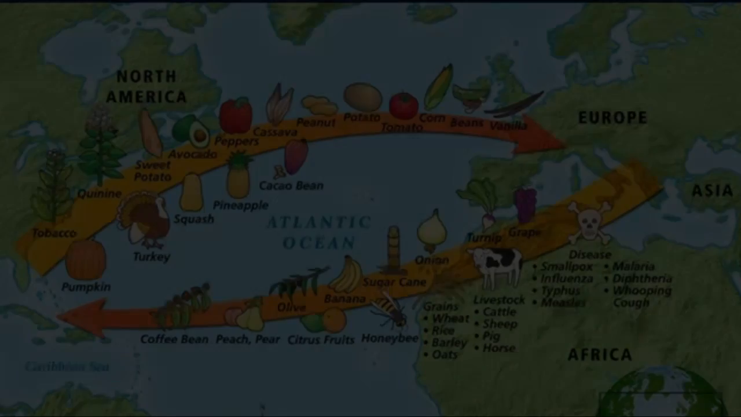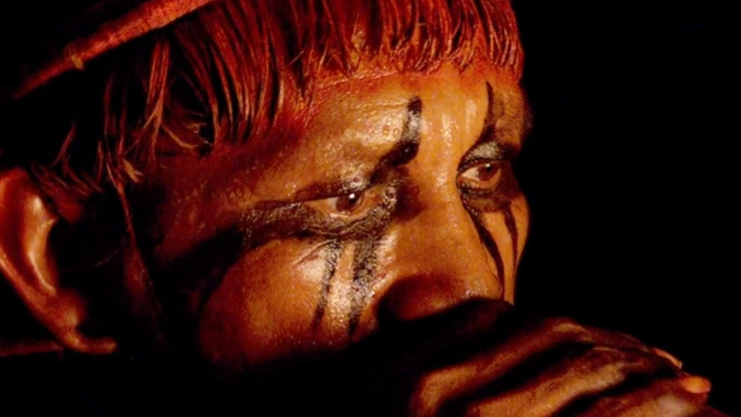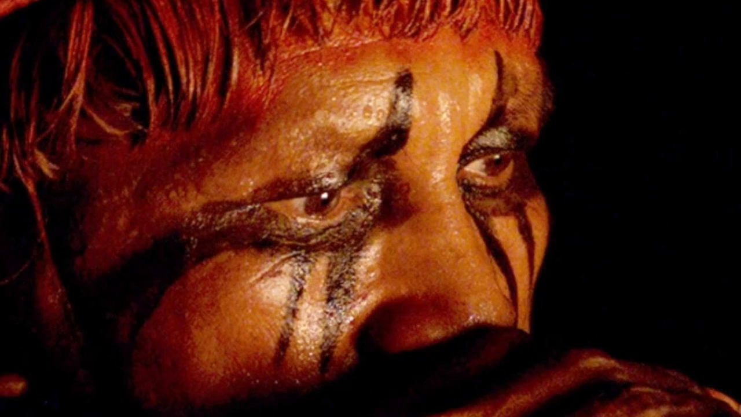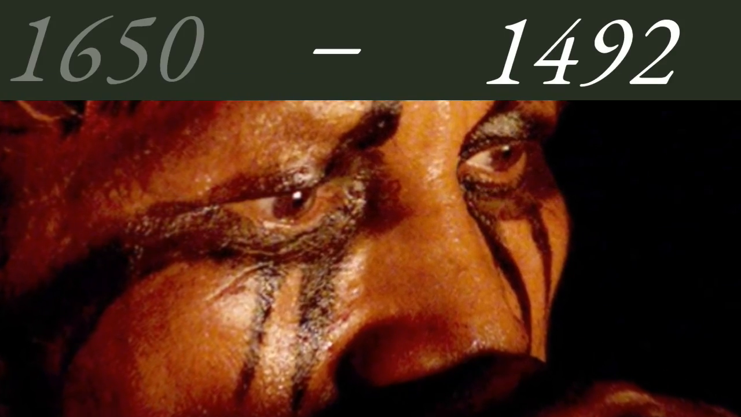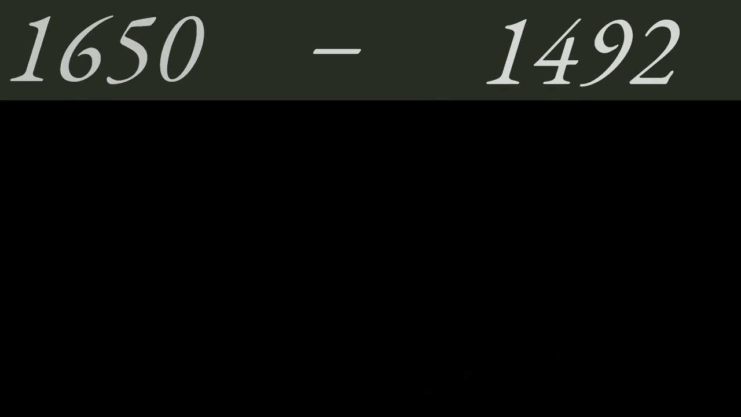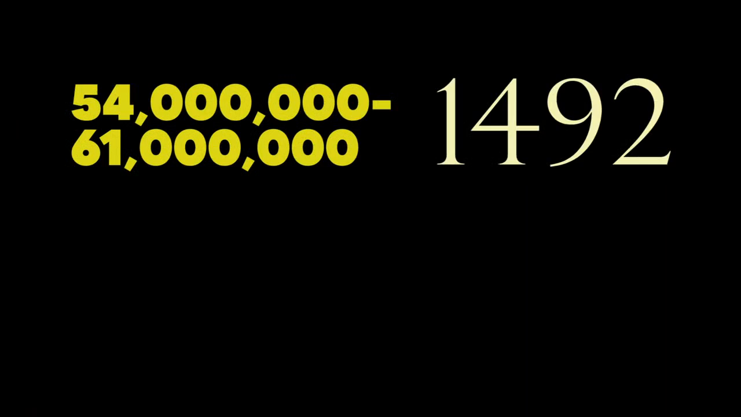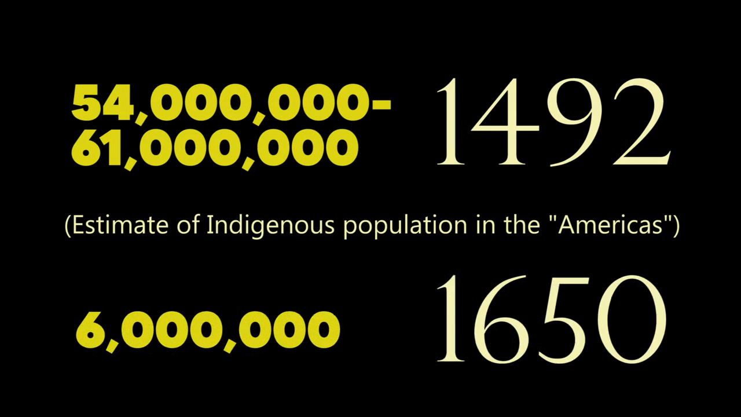They observe that the near extinction of indigenous people in the Americas due to European diseases, as well as war and enslavement, resulted in a massive population drop between 1492 and the mid-17th century, and that there were between 54 and 61 million indigenous people in the Americas in 1492, and as few as 6 million remained by 1650.